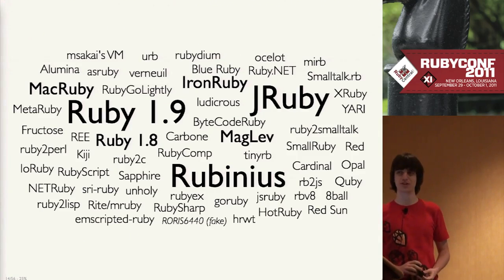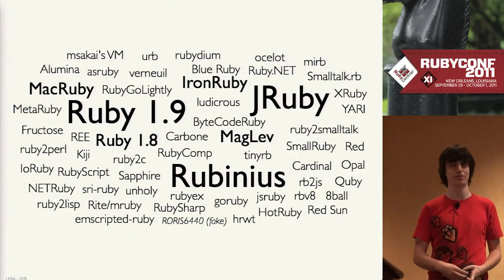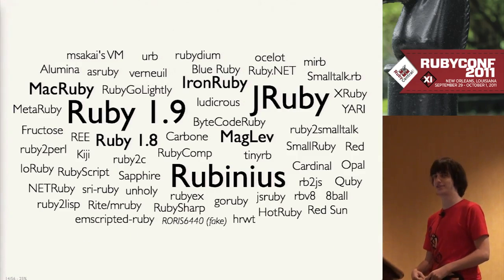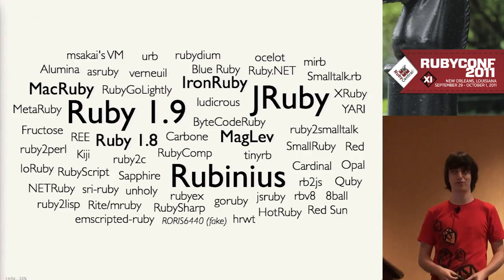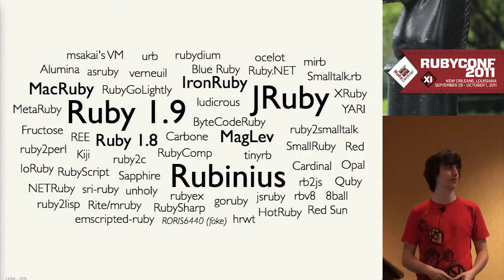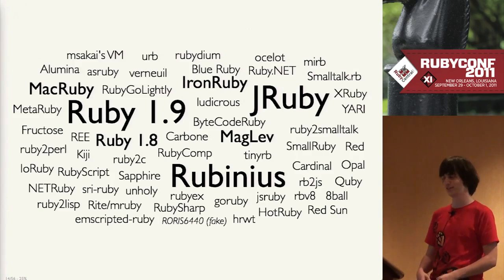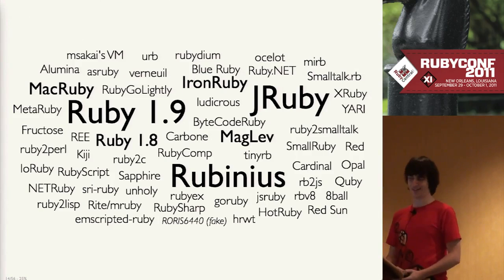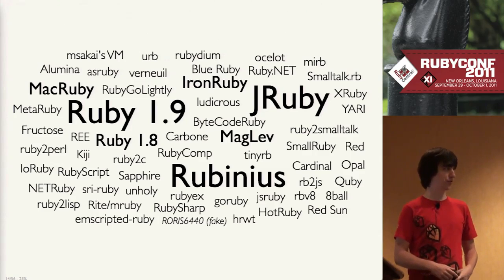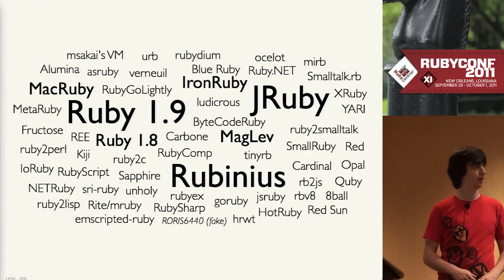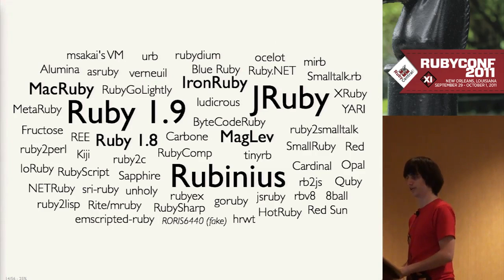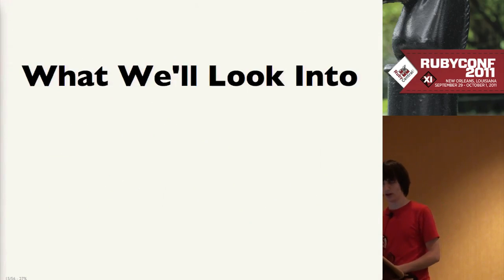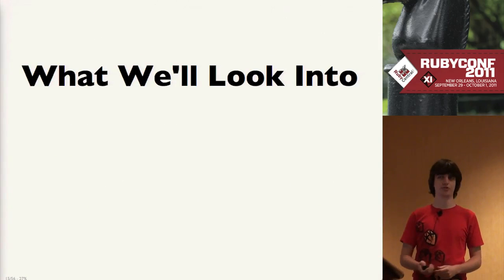So for some reason, there are a lot of Ruby implementations out there. I counted 58, or actually 56, or maybe 55, depending on what you count as an implementation. However, I'm going to focus on the three large ones: JRuby, MRI 1.9, and Rubinius. And here's a short overview.